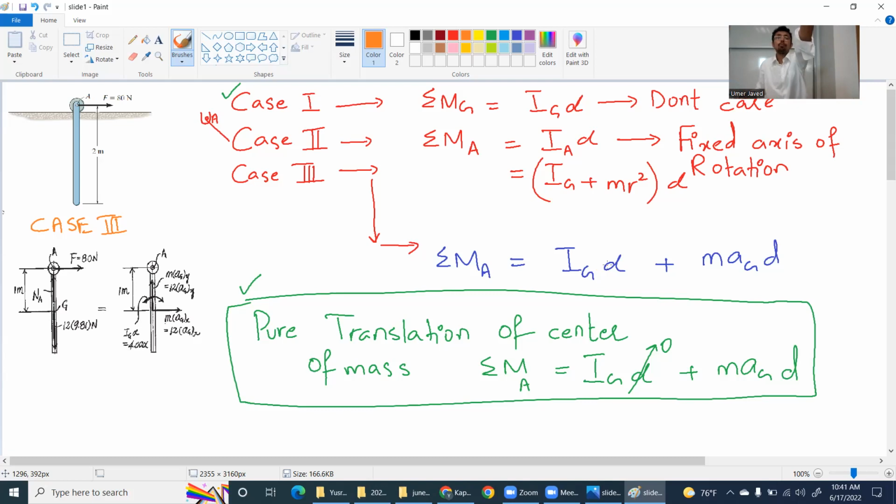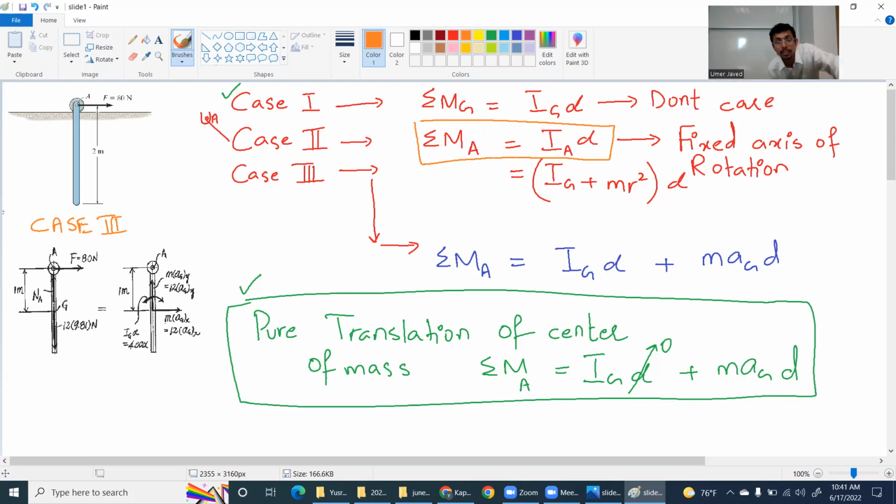When you have a fixed point of rotation, then life is beautiful. When your point of rotation is fixed, you talk about summation of moment about point A is equal to Ia alpha. In this case, this rigid rod is rotating about this. When your center of mass goes to the right, goes to the left, or your center of mass is fixed at a point, you don't care. Summation of moment about center of mass is equal to Ig alpha. We have no problems.